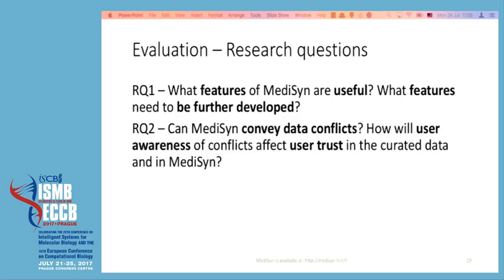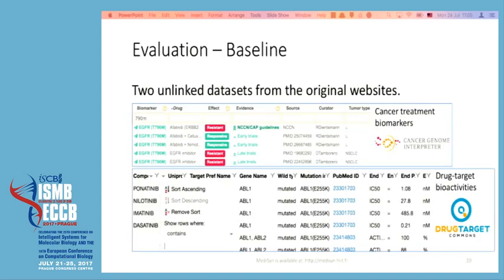So in order to explore the two research questions, we did an evaluation of MediSyn with 6 domain experts. The first research question is what features of MediSyn are useful and what features need to be further developed. And secondly, can MediSyn convey data conflicts, and how will user awareness of conflicts affect user trust in the curated data as well as in MediSyn?